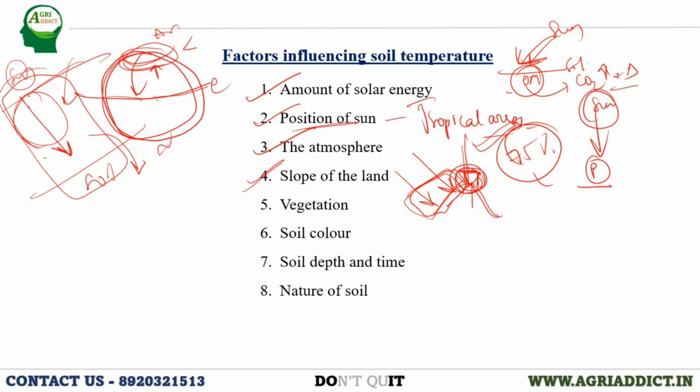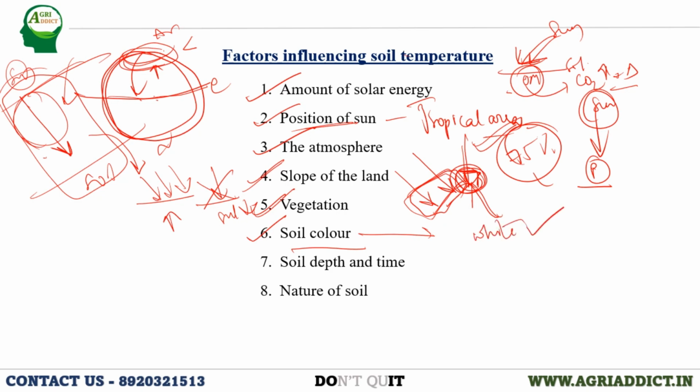Next one is vegetation. If vegetation is there, it will intercept the radiation, so soil temperature will decrease. If vegetation is not there, that means bare soil, more radiation will reach the soil and soil temperature will increase. Next one is soil color. It is a very casual example that we observe in summer also. In summer, what do we prefer to wear, white clothes or black clothes? Definitely white. Why? White has the capacity to reflect more. Due to its high albedo, if we can relate it with the terminology that we learned before, white surfaces have more albedo and they reflect more radiation.